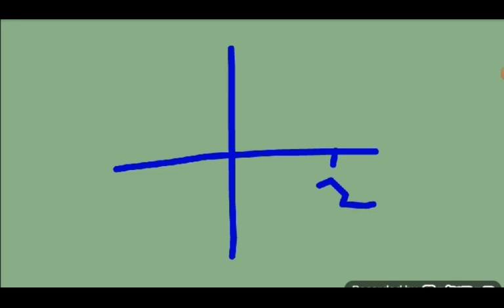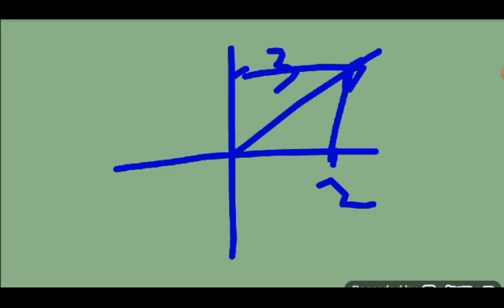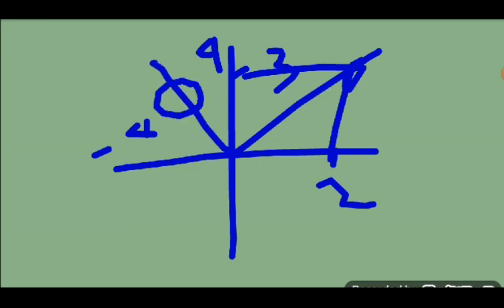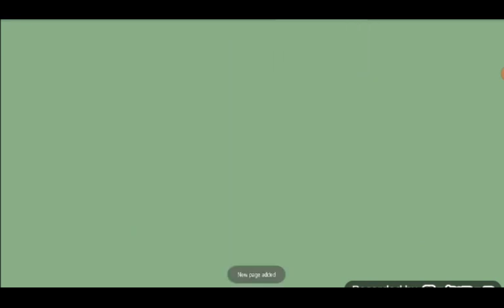And C is 2 in the i and 3 in the j. So this is a line, and minus 4 in the i, this is minus 4 in the i, and positive 6. So these two lines again are not collinear. This line and this line are not collinear. So let's proceed to the last one, D.